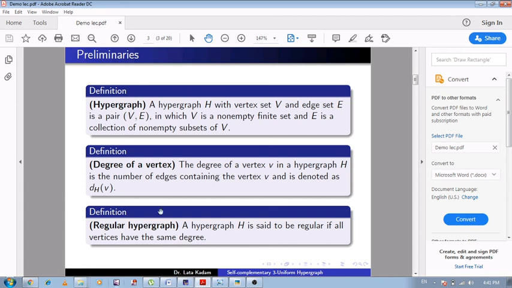Now a hypergraph H is said to be regular if all vertices have the same degree. That means if the degree of each and every vertex of that hypergraph is equal to R, then that hypergraph is said to be an R-regular hypergraph.